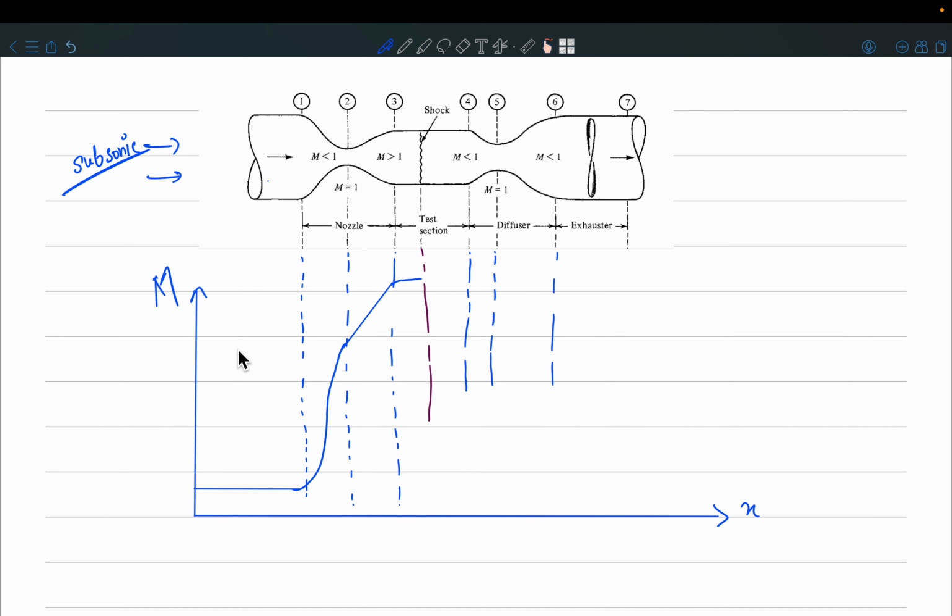So let us say Mach 1 was here, which is the point at which the throat of this nozzle occurs. And after the shock, the Mach number is going to drop dramatically below 1, isn't it? Somewhere here, and after that it will remain almost constant in the test section, and then what happens in the CD nozzle? Again it is going to increase. Again the flow speed is going to increase. Do you understand this?